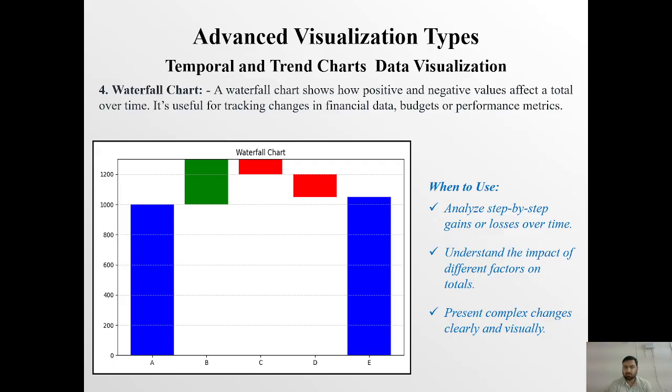Waterfall chart. A waterfall chart shows how positive and negative values affect a total over time. It's useful for tracking changes in financial data, budgets, or performance metrics. When to use: to analyze step-by-step gains or losses over time, understand the impact of different factors on totals, and present complex changes clearly and visually.